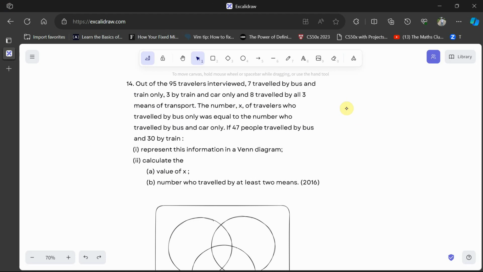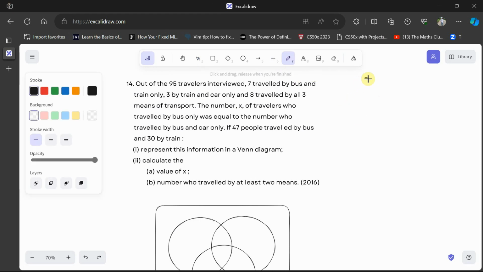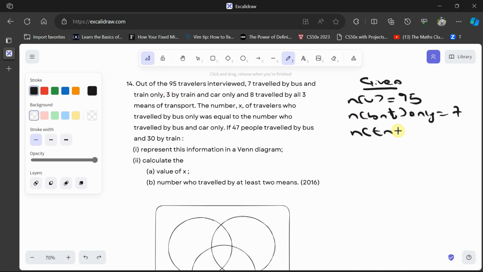So the first thing we're going to be talking about here is the given. We're told that out of 95 travelers who were interviewed, so that means the total number of people in the universal set is 95. People that traveled by bus and train only, remember this word only, so n of b intersection c only is equal to 7, and the number of people that traveled by train and car only, n of t intersection c only, is 3.